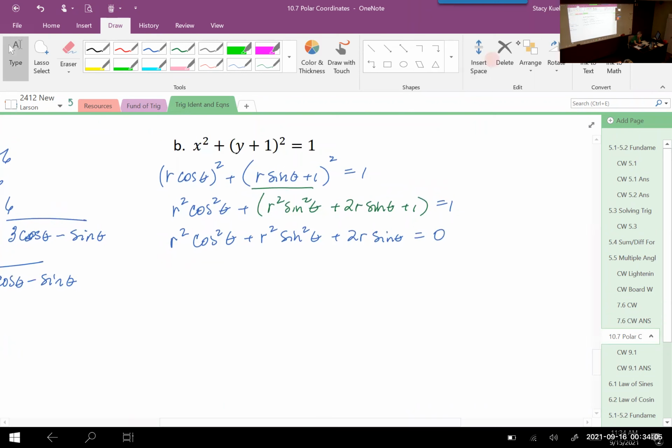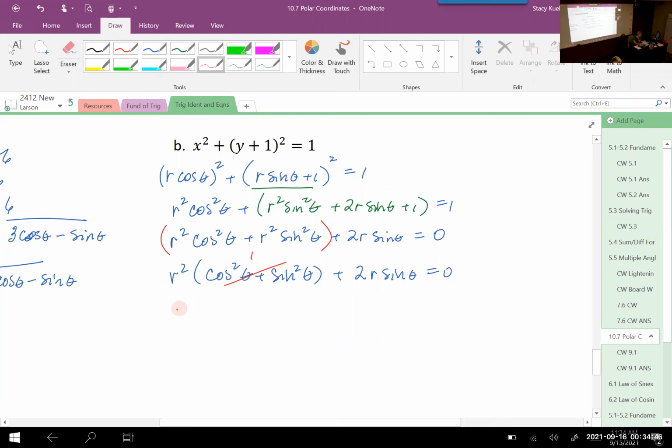Okay, so let's focus on this over here, and I'll just put it in parentheses for a second. If I'm only talking about this that I put in parentheses, is there anything common between those two terms that I could maybe factor out? All right, so I would end up with r squared times cosine squared theta plus sine squared theta plus the 2r sine theta I already had. Okay, what is cosine squared plus sine squared? 1. Okay, because that is an identity.